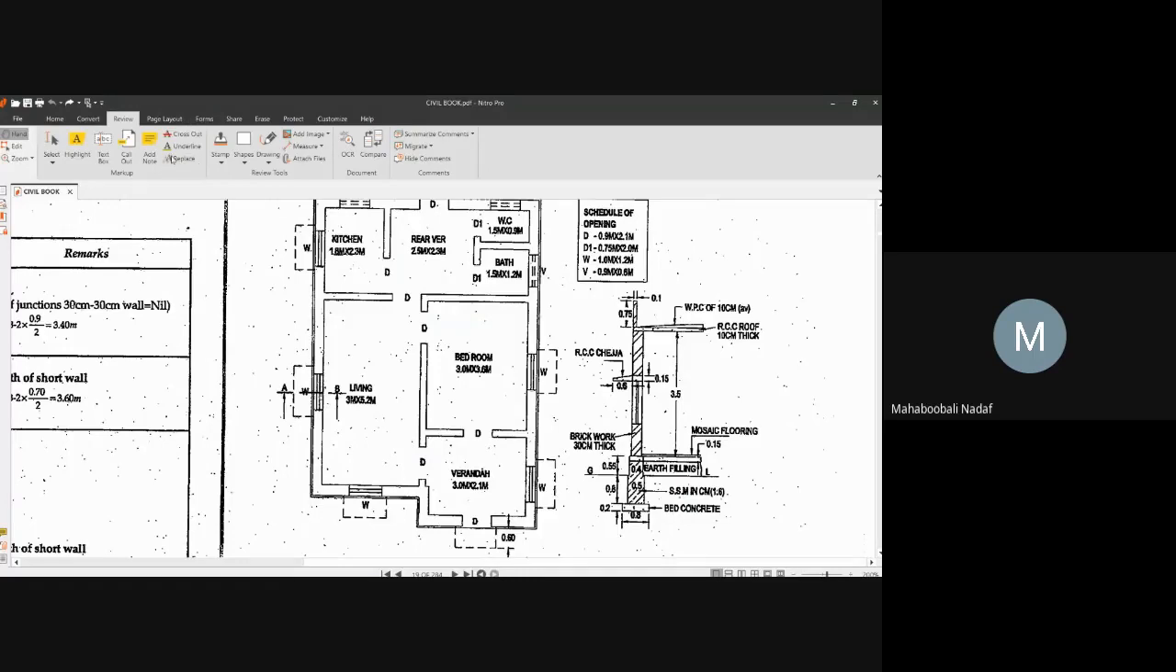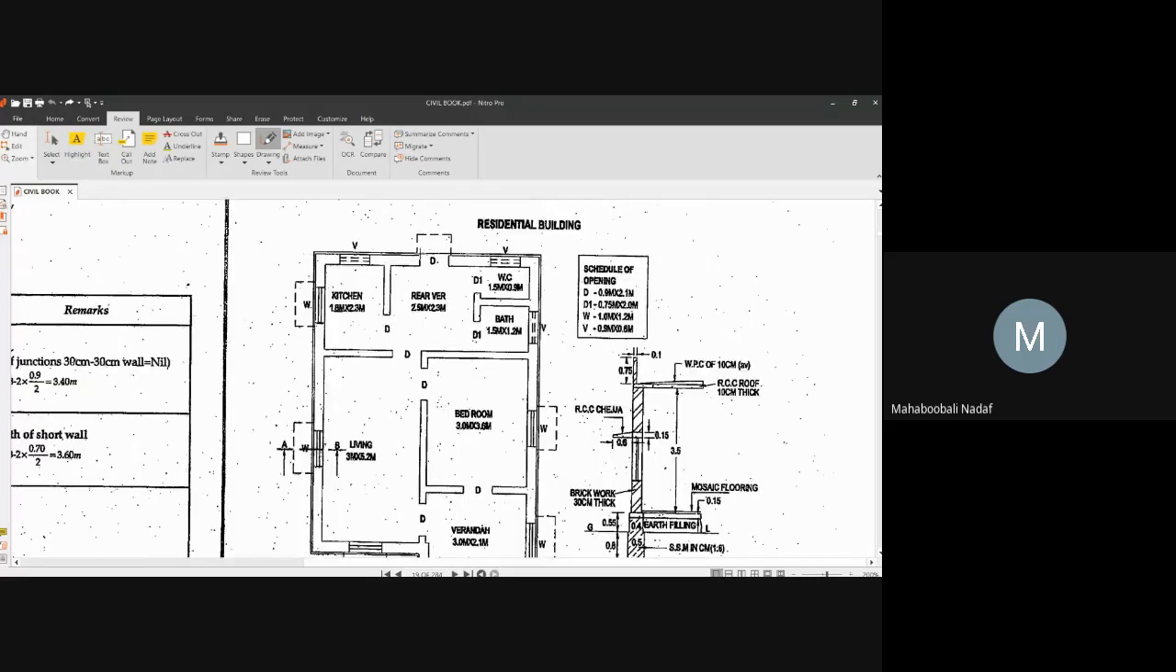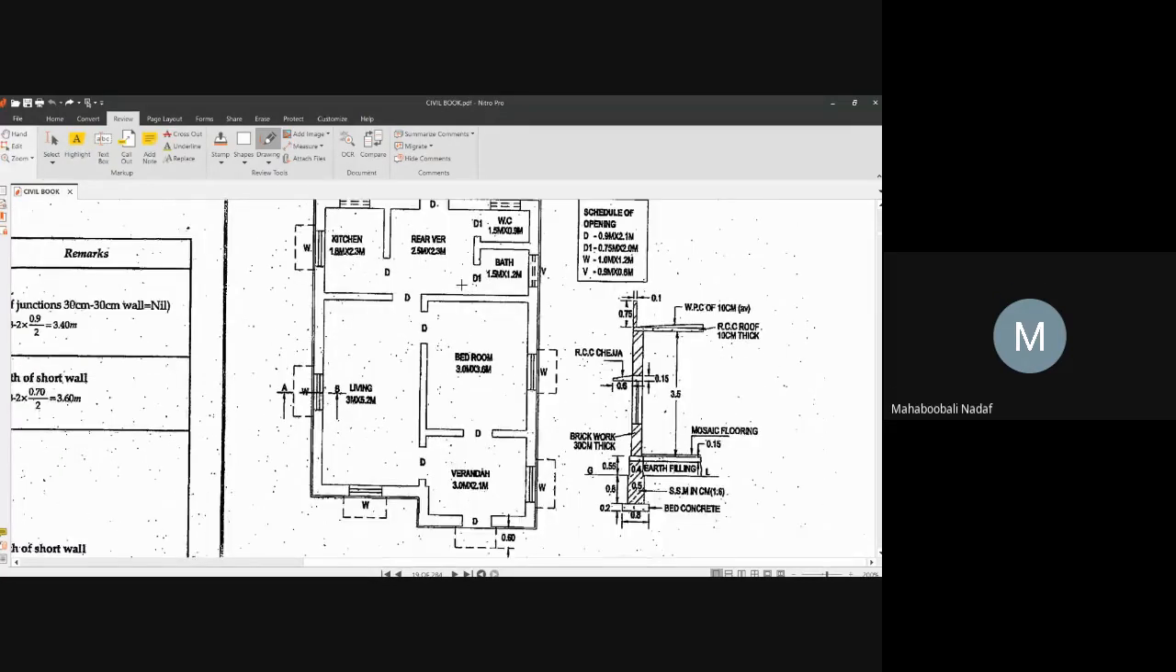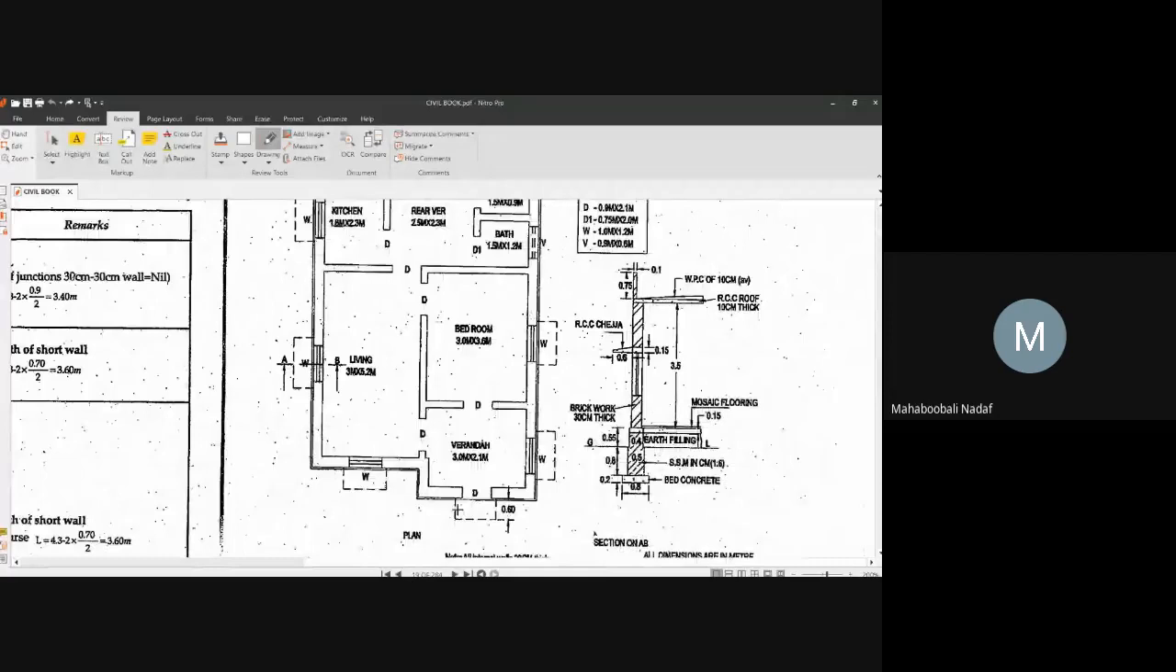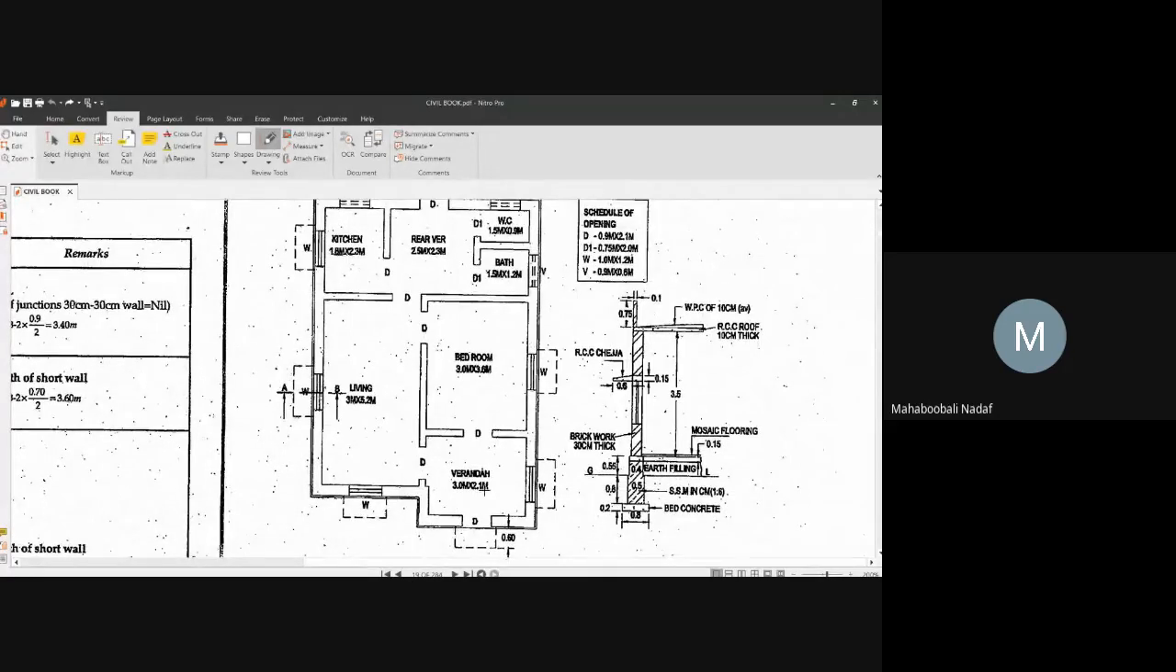Now, can you see here how many doors are there? 1 and 2. Correct? Outside. Here also one dotted line is there. Here also one dotted line is there. Are these chajja? Yes, sir. Chajja, sir.